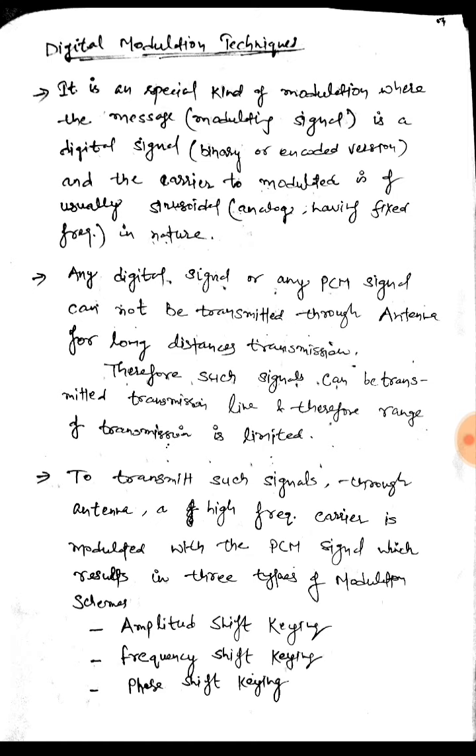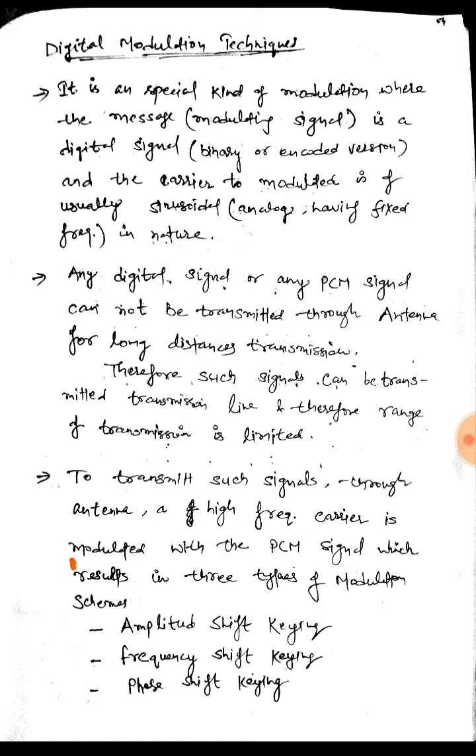And then we saw the pulse analog modulation scheme, in which we used a carrier pulse instead of the analog carrier signal. We used a train of pulses as the carrier and the message was the analog signal. So now this is the third modulation scheme, which is the digital modulation techniques.